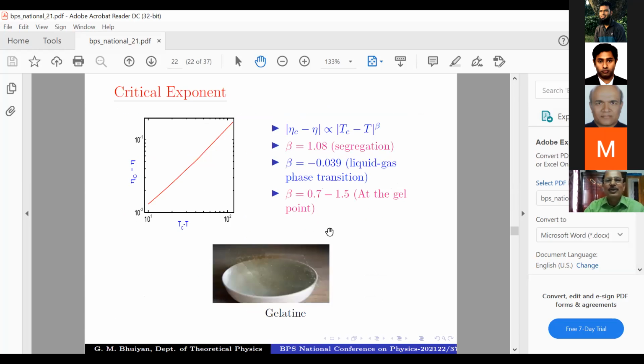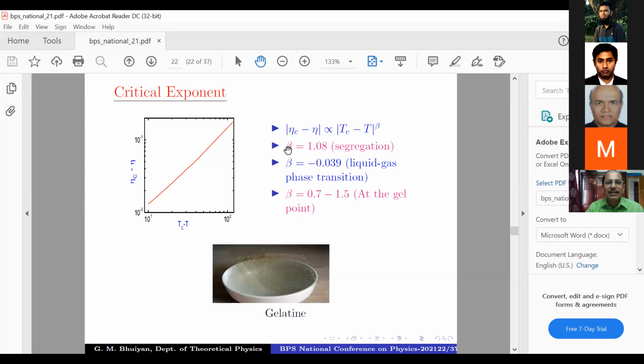And here the critical exponent, as I told you, we have calculated the viscosity, and the viscosity is related to that. This beta is a critical exponent, and we have found beta from this log curve to be 1.08 for segregation of our system. And for the liquid-gas system, it has a different value. But when you look at the gelatin, you see that at the gel point, these are the scattered experimental data. So within this data, 1.08 lies.